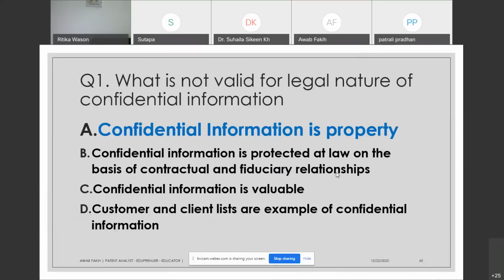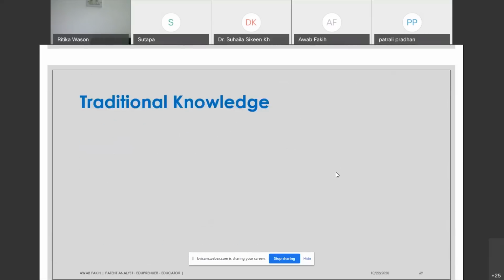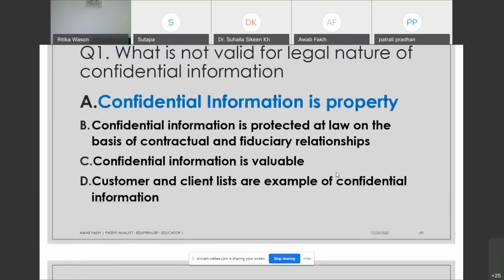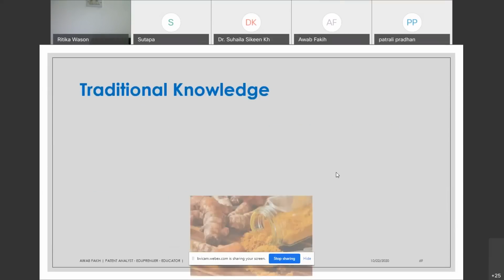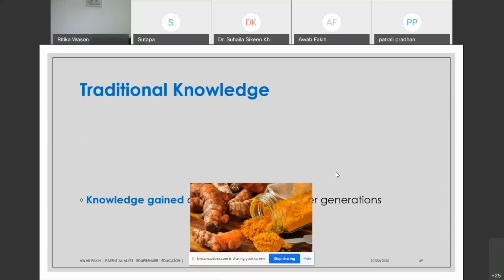The correct answer is that confidential information is a property is not valid when you talk in terms of trade secret. So the other points, my dear friends, B, C, and D, all were valid points. Okay. So let's go for the next one. That's traditional knowledge.